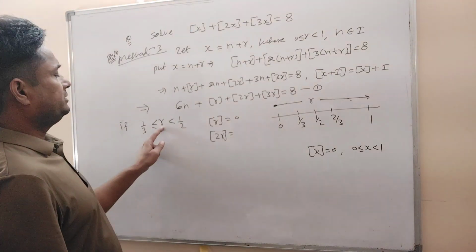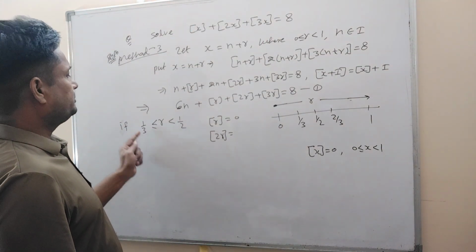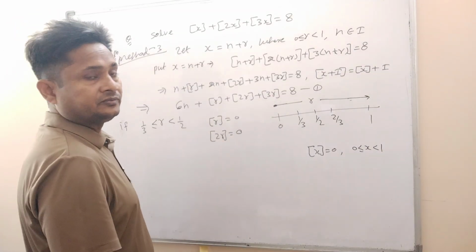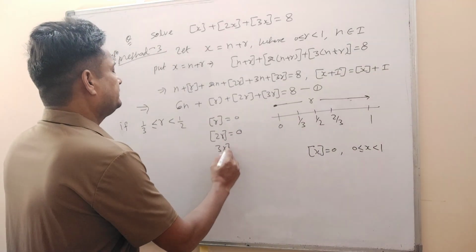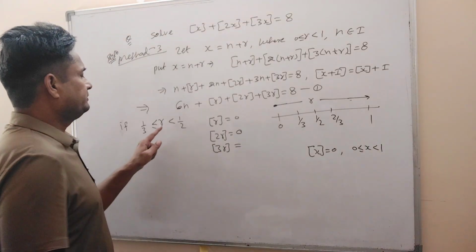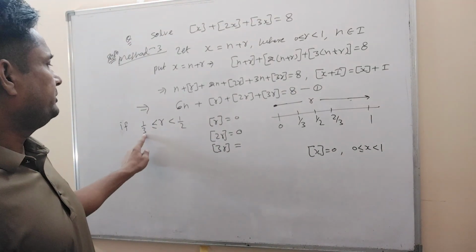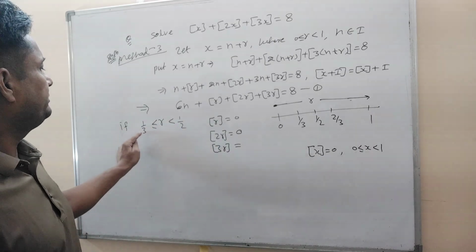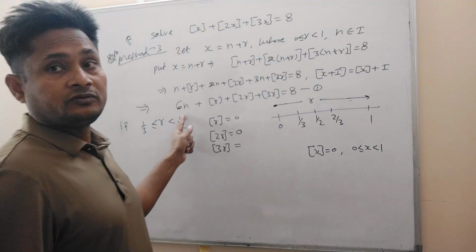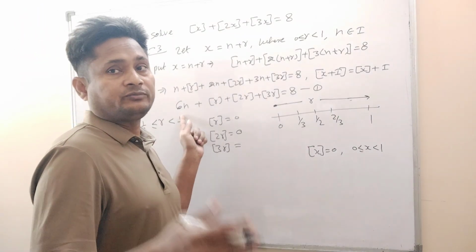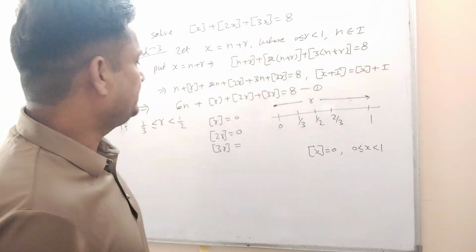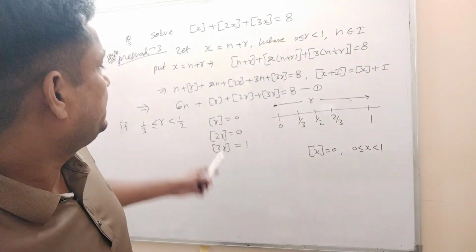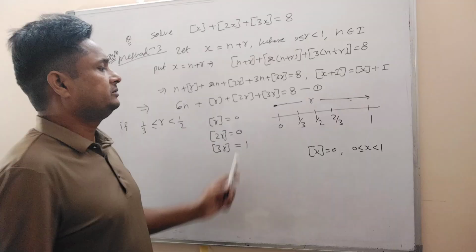If you multiply here, 2r will lie between 2/3 to 1. That means the greatest integer of 2r will give you 0. Now, the greatest integer of 3r will be what? If you multiply here by 3, it will be 1 to 1.5, and if you take the greatest integer of this, it will give you 1. So now substitute these values in this equation.